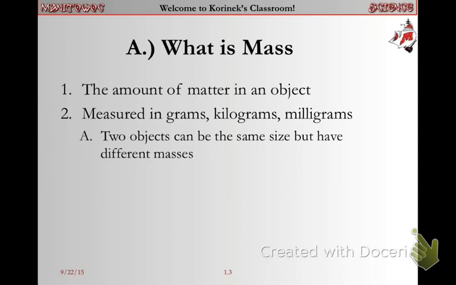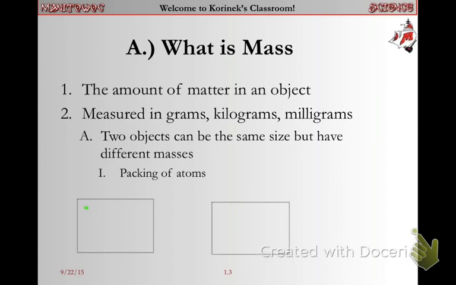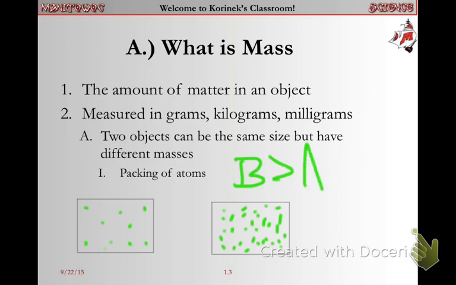Two objects have the ability to have the same size and volume but have different masses. And really there's two ways that can happen. The first way is within the packing of the atoms. So if we had two objects roughly the same size, that's my box that I'm showing there, and I had atoms inside of those two objects. Object A had atoms spaced apart like so, and object B had those atoms much closer together, then object B would have more mass. So B's mass would be greater than A if this is B and this is A. So that's one way that two objects of the same size could have different masses, if those atoms are packed a little bit closer together.